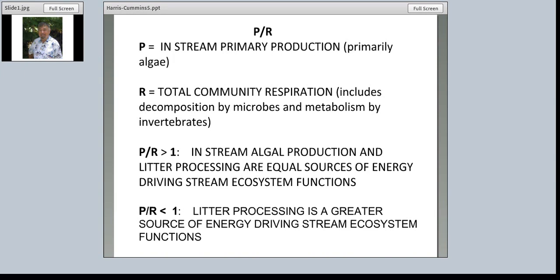And of course, this will have a significant seasonal component to it, particularly if we're watching deciduous riparian trees. I might just point out that P/R less than 1 is certainly the dominant condition in forested streams in all of North America, probably worldwide as far as that goes, but certainly in Northern California.